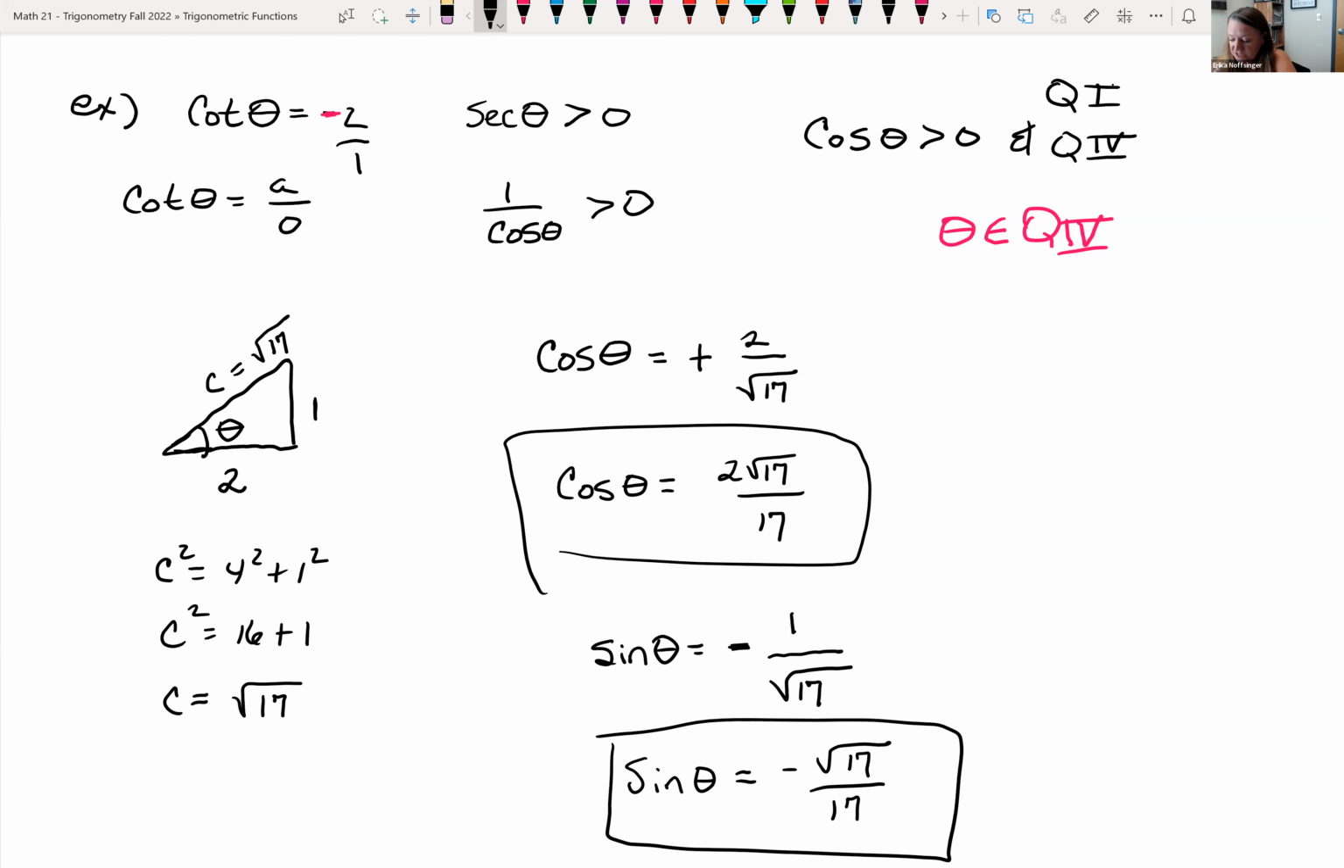Reciprocal functions: cotangent theta, so tangent theta's reciprocal of negative 2 over 1 is negative 1/2. Secant theta, reciprocal of cosine theta, is root 17 over 2, positive. And cosecant theta, which is the reciprocal of sine theta, looking at it before I rationalize the denominator, flipping it, I get negative root 17.